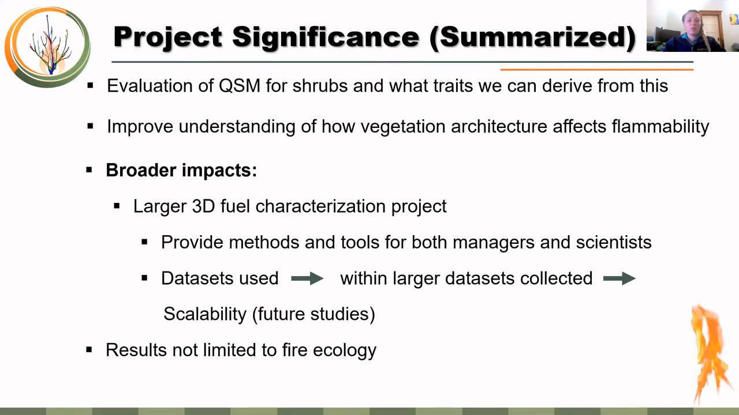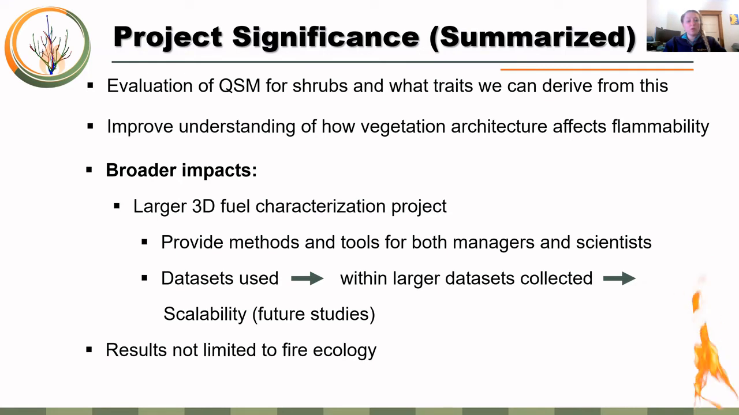And then just to end off, I just want to highlight the importance of this research. So it's the so what factor. Why am I doing this? Well, firstly, it will allow us to accurately create these 3D models of shrubs and extract parameters without destructively sampling. This research will also expand our knowledge on how vegetation architecture affects flammability of understory species in the Southeast.